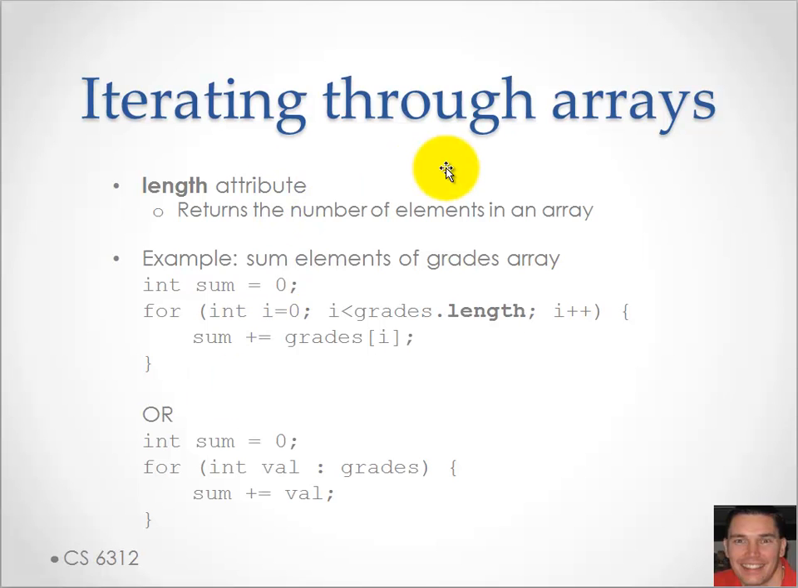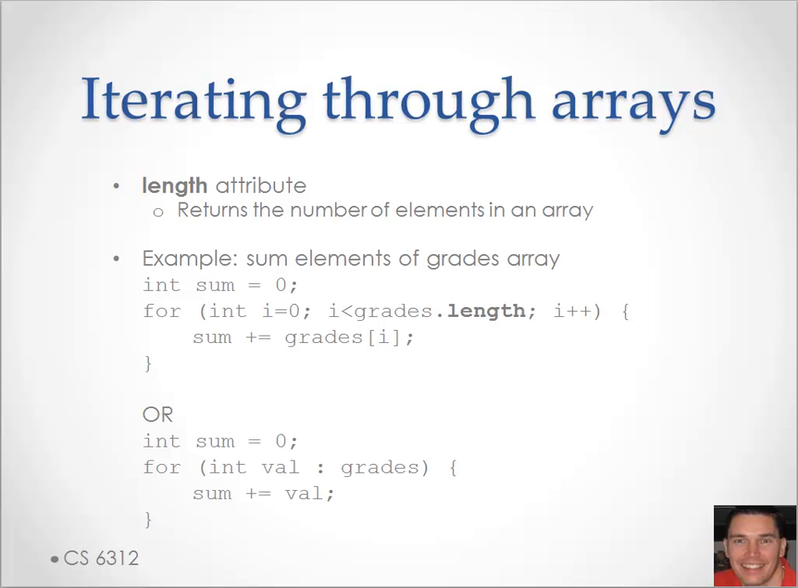To iterate through the arrays, you're going to use the length attribute, which returns the number of elements in an array. So here's an example using a traditional for loop. For integer i equals 0, i less than grades.length, and then here we go, grades sub i is going to get me each corresponding element out of that array, and we're summing those together. Of course, we can use our for each loop, and this is another way to iterate through an array. So this is very similar to working with an array list.